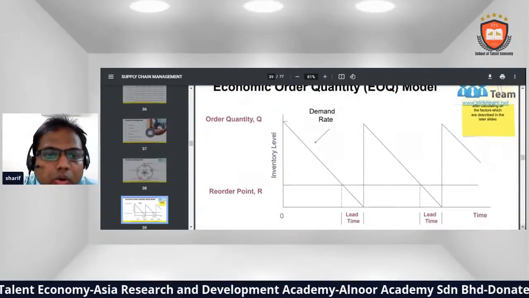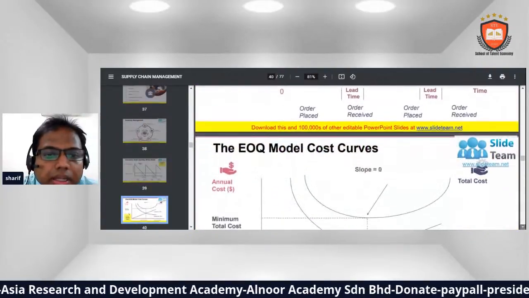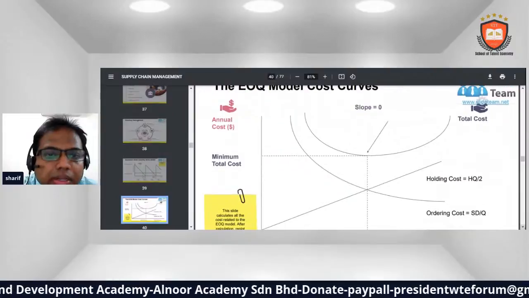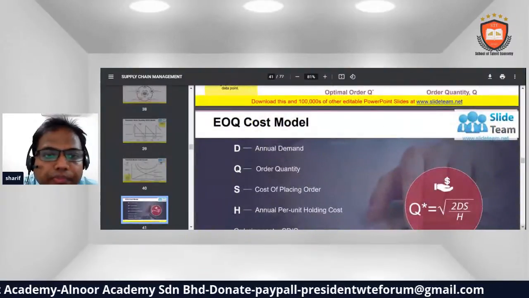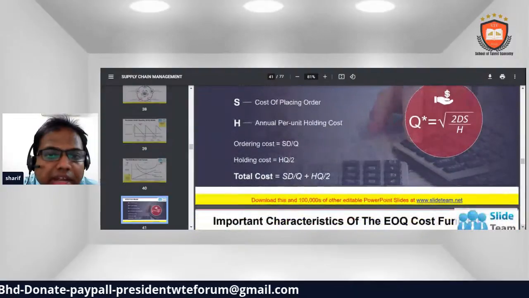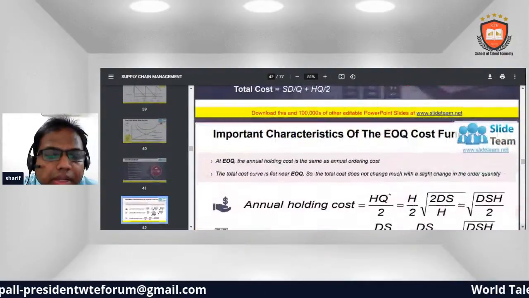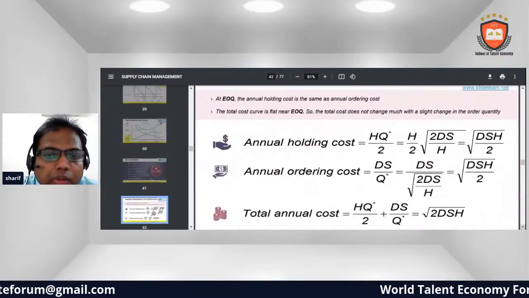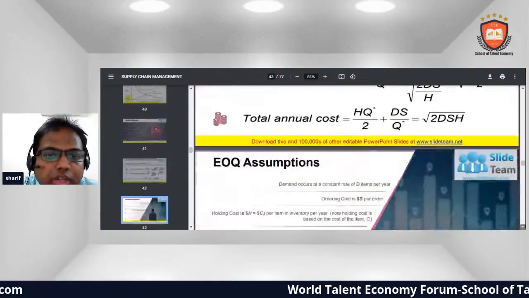Economic order quantity, order quantity and reorder points. EOQ model cost: minimum total cost and annual cost. EOQ cost model: annual demand, order quantity, cost of placing an order, annual per unit cost. Important characteristics of the EOQ: annual holding cost, annual ordering cost, total annual cost.